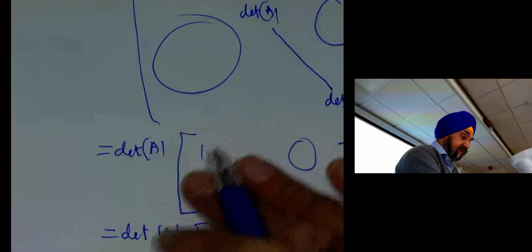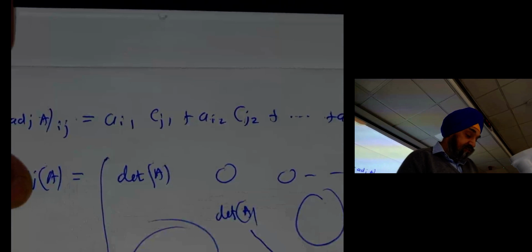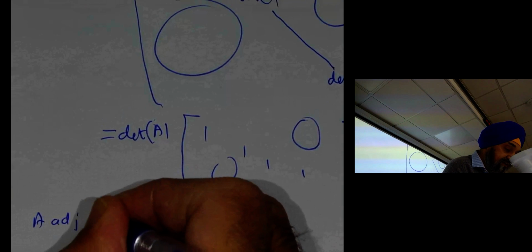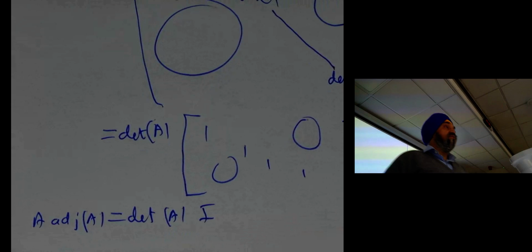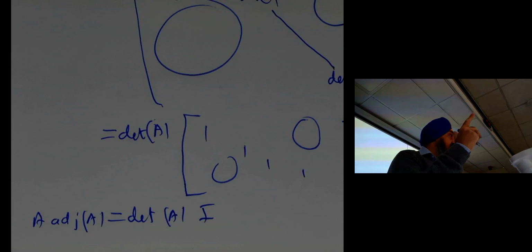That's what we've got. Look, A times adjoint A is equal to det A times I. So A times adjoint A is equal to det A times I. All right, so what I would do, if you do n by n, is just do one entry. That's what we're going to do.